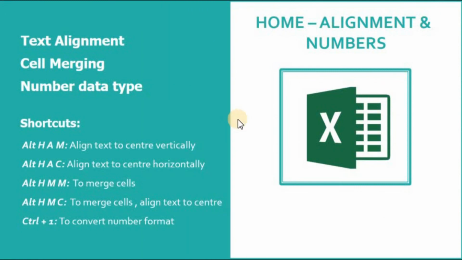So far, we have seen text alignment, cell merging, and data types for number. The shortcuts we used in this video are Alt HAM to align text to center vertically, Alt HAC to align text to center horizontally, Alt HMM to merge cells, Alt HMU to unmerge cells, Alt HMC to merge cells and align text to center. Ctrl+1 is to access different number data types.